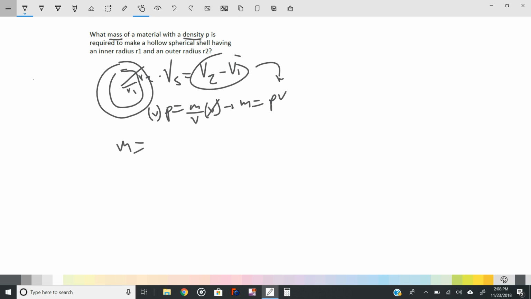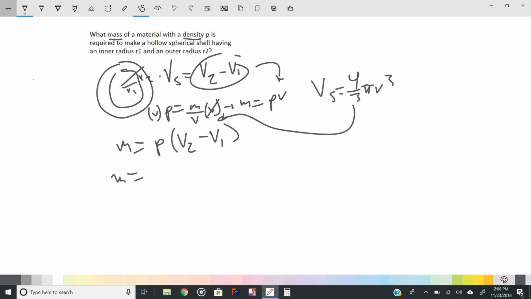And now we can plug in this equation for volume. So mass is equal to density times the volume of this outer sphere minus the volume of the inner sphere. And we know that the volume of a sphere is equal to 4/3 πr³. And so we can substitute this for each volume variable, and we get density times 4/3 π r2 cubed minus 4/3 π r1 cubed.